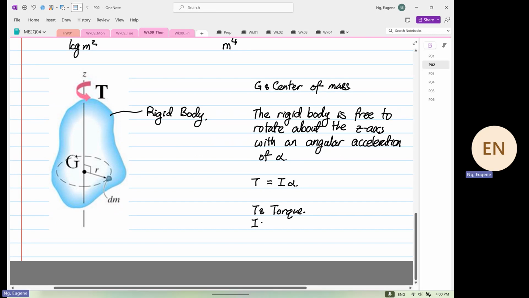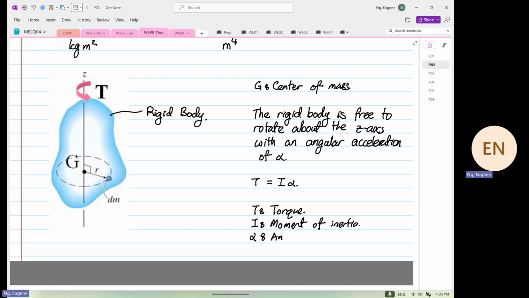I over here is what we call the moment of inertia. The alpha over here is the angular acceleration. Now, if mommy were to ask you, Sonny, what does it mean by moment of inertia? What are you going to tell her? Anyone? What are you going to tell her?